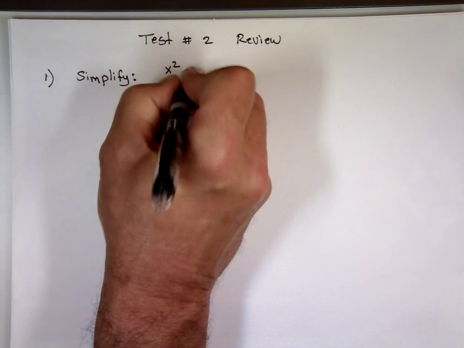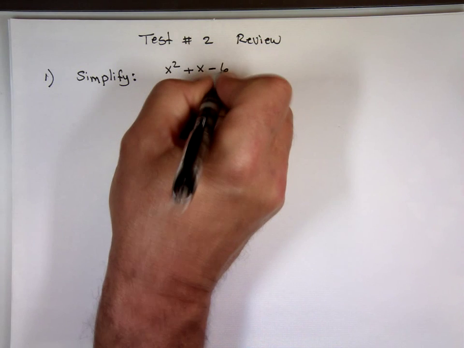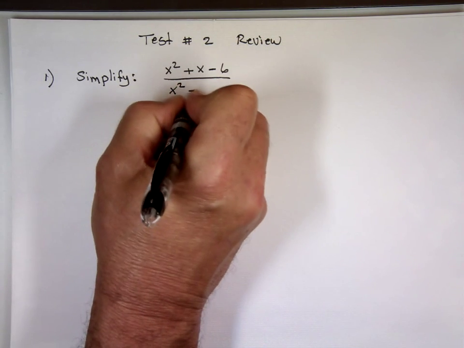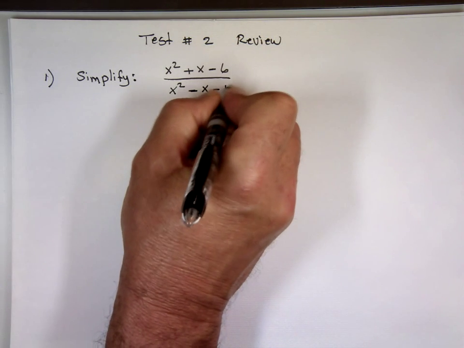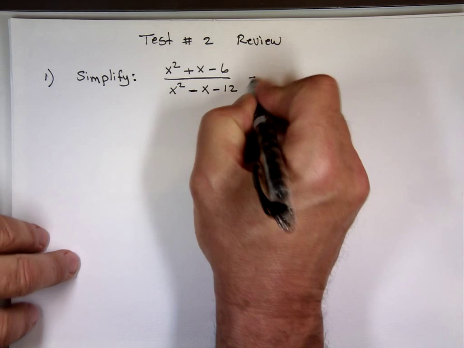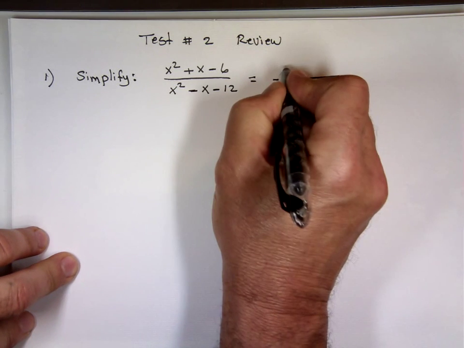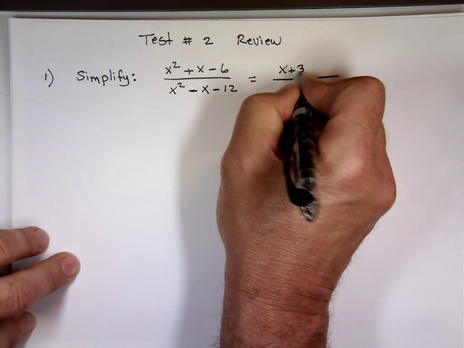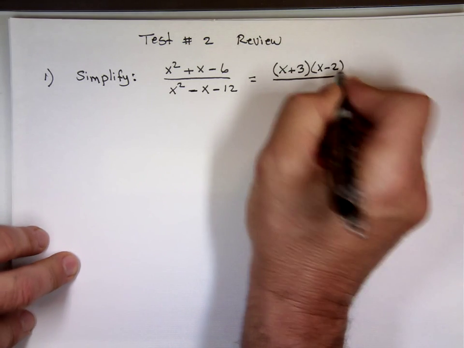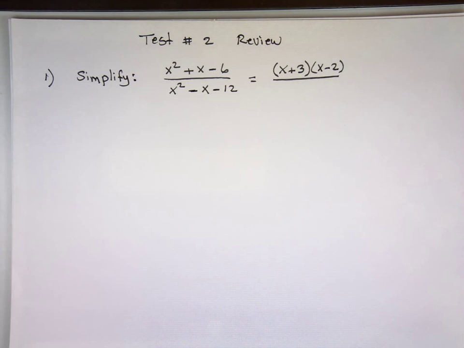x squared plus x minus 6 over x squared minus x minus 12. Now I'm going to assume your factoring is really good by this point. So I'm going to put the answer to this. When you factor this, this is x plus 3, x minus 2. Notice I reached the point I can do them in my head. You're probably not there yet, but take your time and factor the problem.